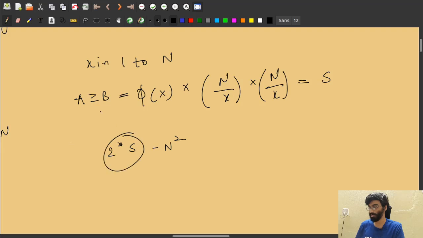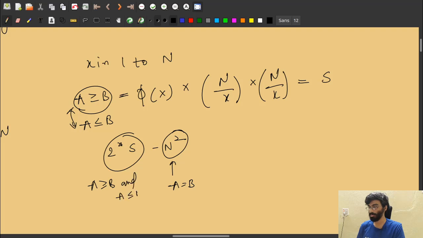As 2 times s is because one s is for this particular condition and another s is for this particular condition, and subtracting n square is because in both the conditions we are considering the equal sign, so we have to subtract one time because we just have to include it a single time. So this is for a equals to b, and this is for a greater than b and a less than or equal to b. So this will be our answer.